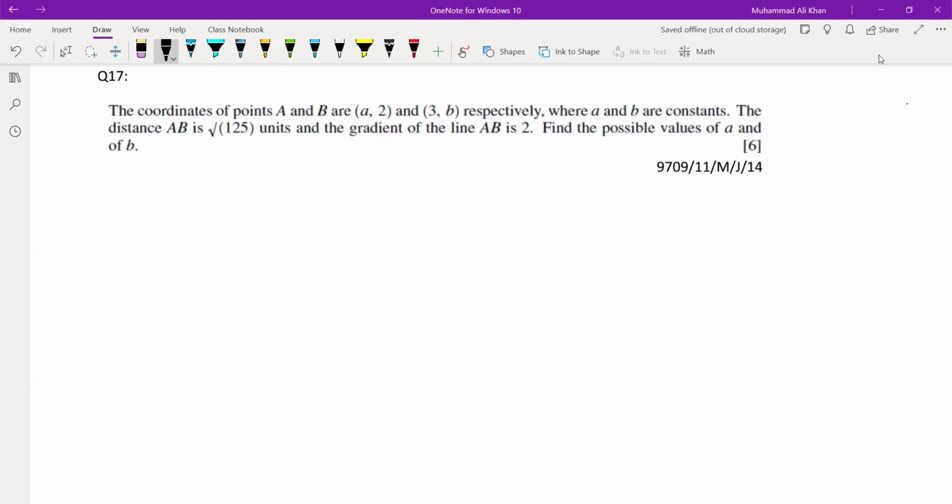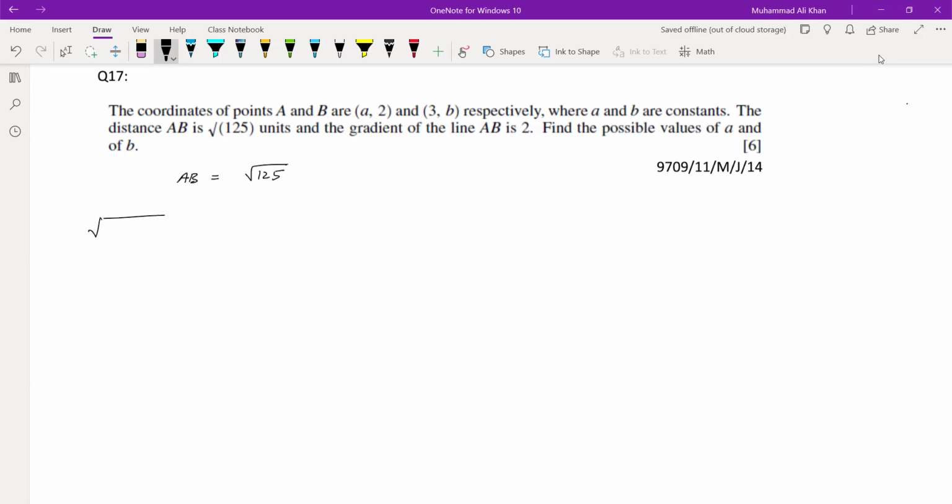We have to calculate two values, a and b, so it means we must have two equations. For two equations, we must have two conditions, and the two conditions are here. The distance AB is under root 125. So if I'm writing here, the distance AB is equal to under root 125. How to calculate the distance AB?